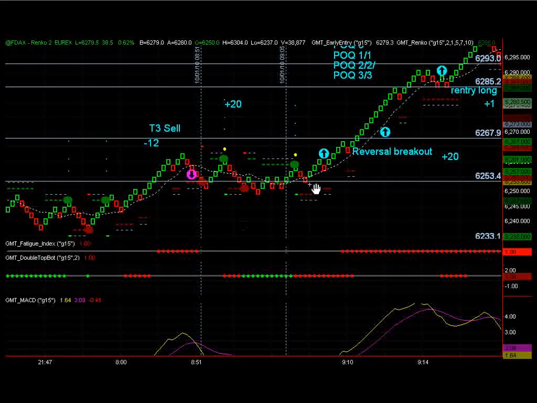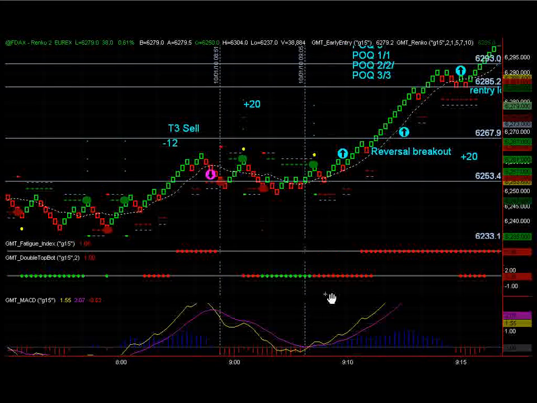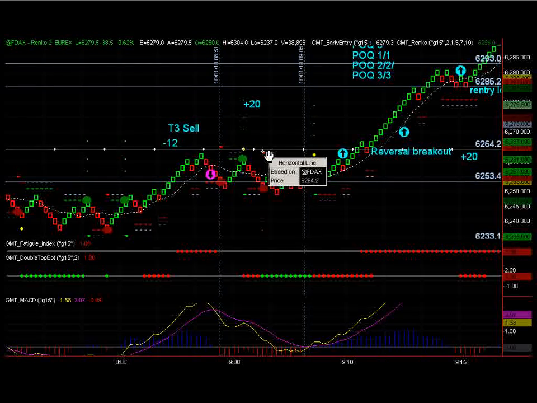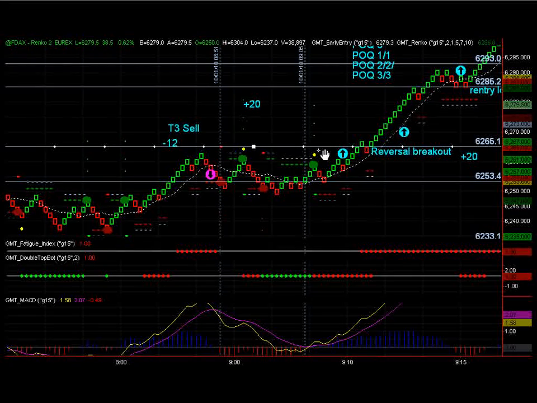It holds the 50 level, and you can see there we get some momentum on our MACD. So our MACD opens up, trading above the zero line. So it broke out basically on our stop. Our stop was at 65.